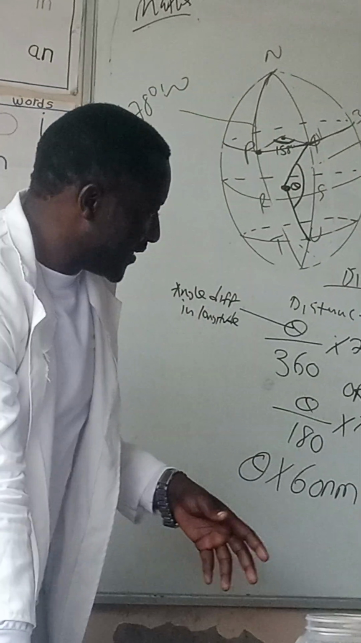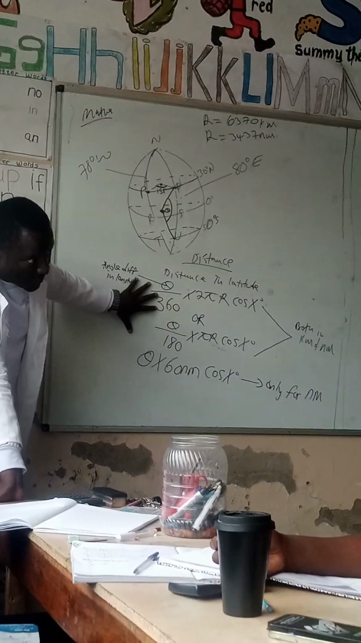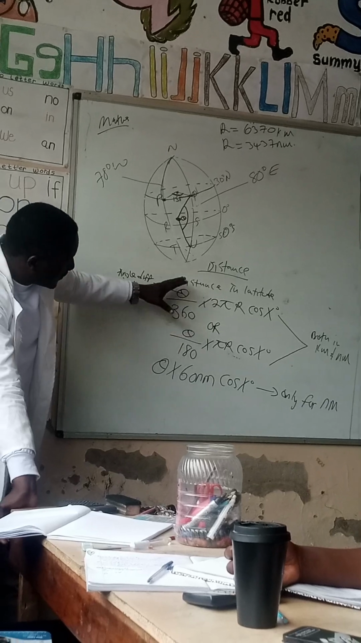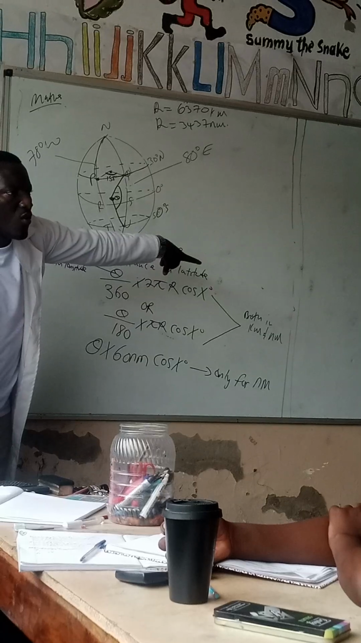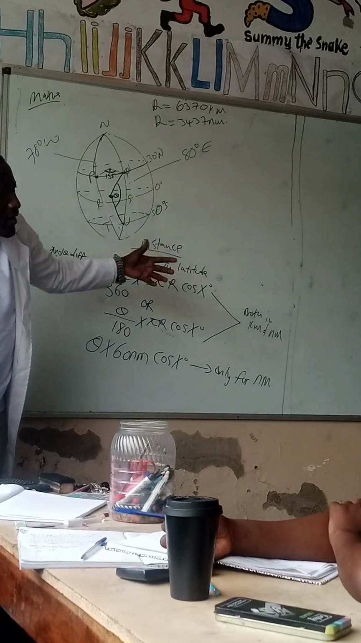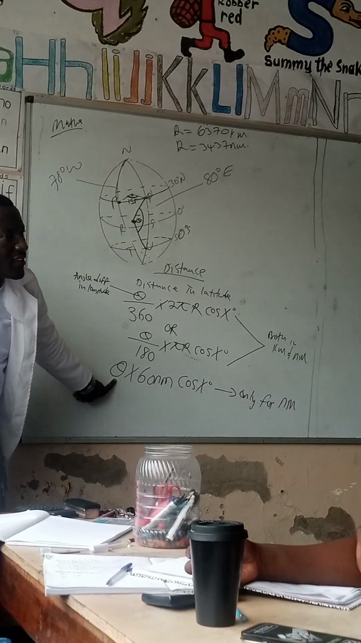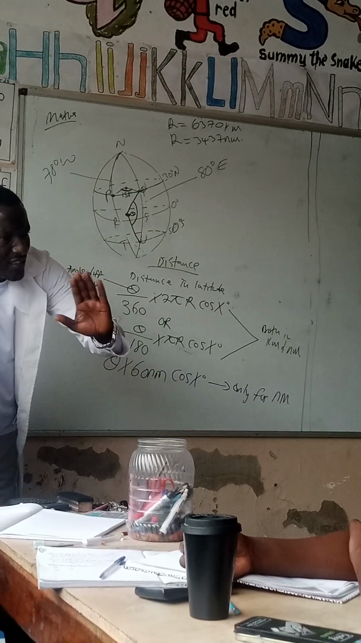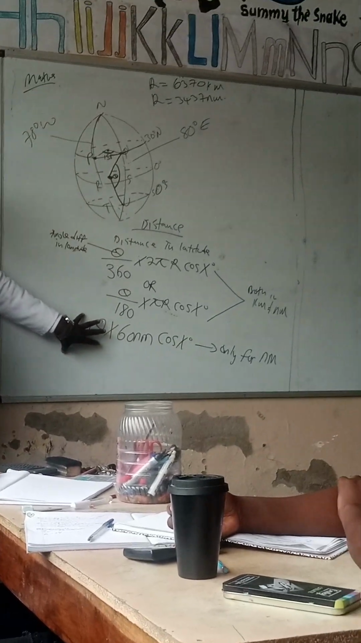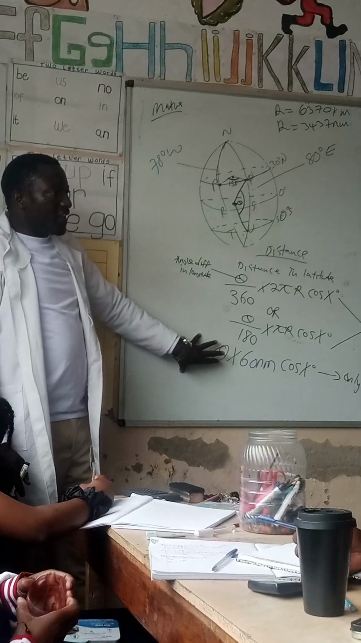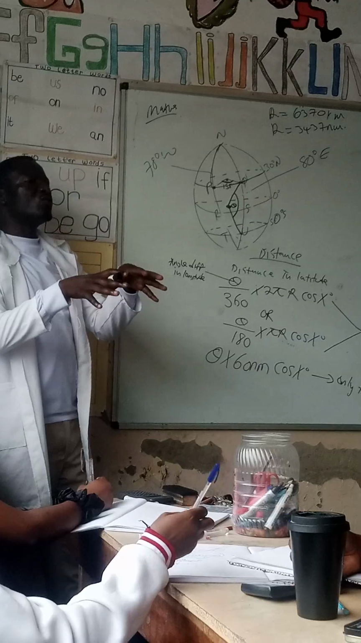They are the same, but you can use them to find the distance in kilometers or nautical miles. But this formula is only for nautical miles. You can't use it in kilometers. The scientists who discovered this one discovered it for only nautical miles.